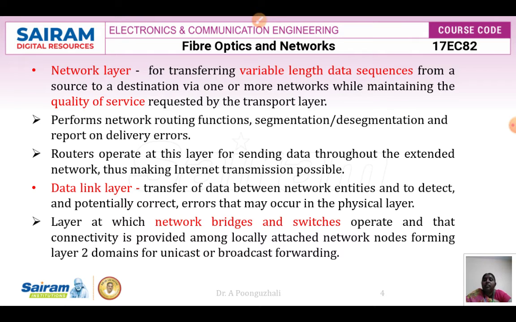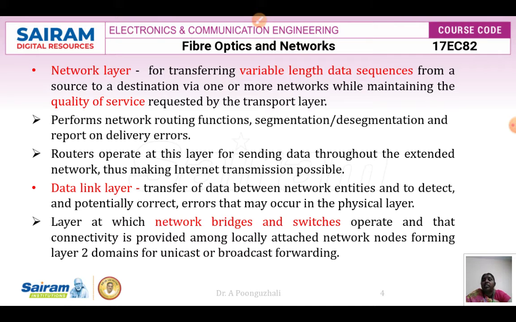The next layer is going to be the data link layer. The data link layer is going to transfer the data between the network entities and to detect and potentially correct the errors that may occur in the physical layer. Your data link layer is between the physical layer and the network layer. Whatever data it receives from the physical layer, it should connect to the network layer. When connecting it, it should be able to detect and potentially correct any errors in the data, and that should be rectified by your data link layer.